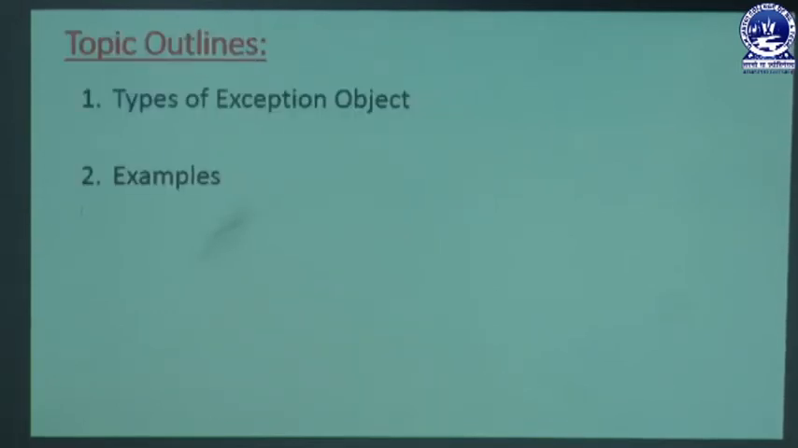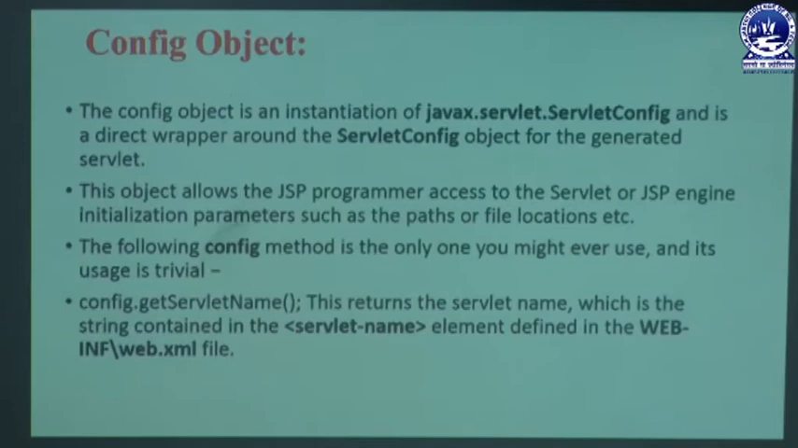Now we will learn the different types of exception objects and also some implicit objects which are related to our topic. Then we will discuss some relevant examples related to implicit objects or exception objects. Now we are going to discuss the first topic, known as the config object.